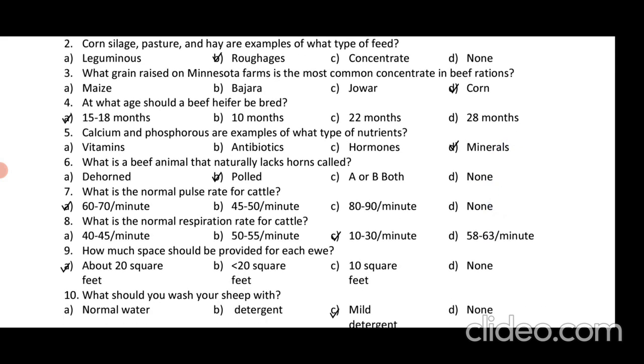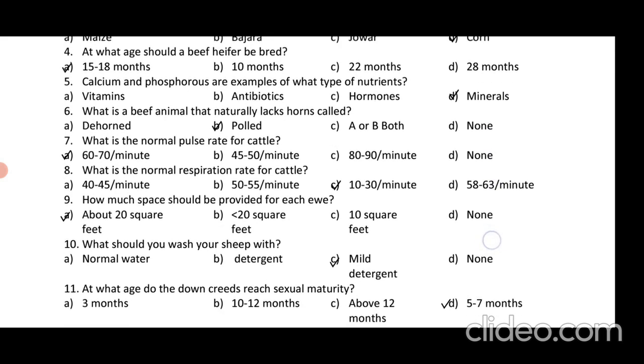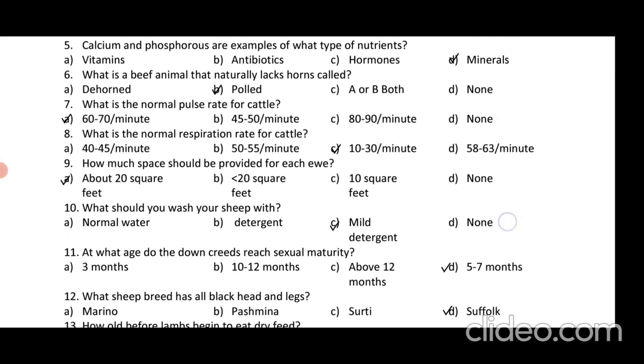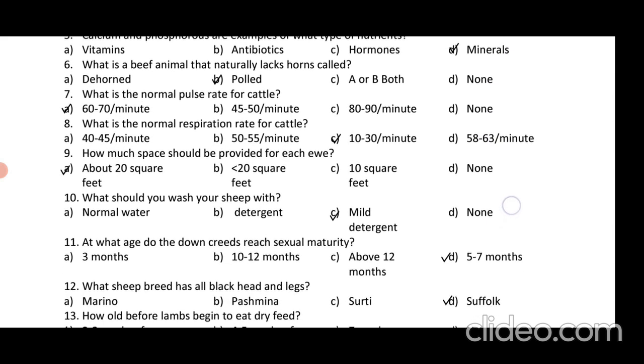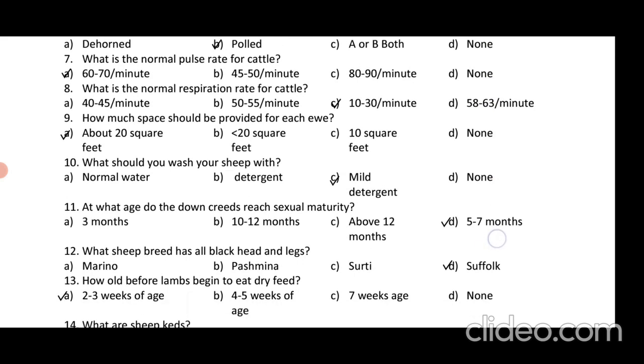What should you wash your sheep with? Mild detergent. At what age do the Down breeds reach sexual maturity? At 5 to 7 months of age. What sheep breed has an all black head and legs? Suffolk has the black head and legs. How old before lambs begin to eat dry feed? 2 to 3 weeks of age.